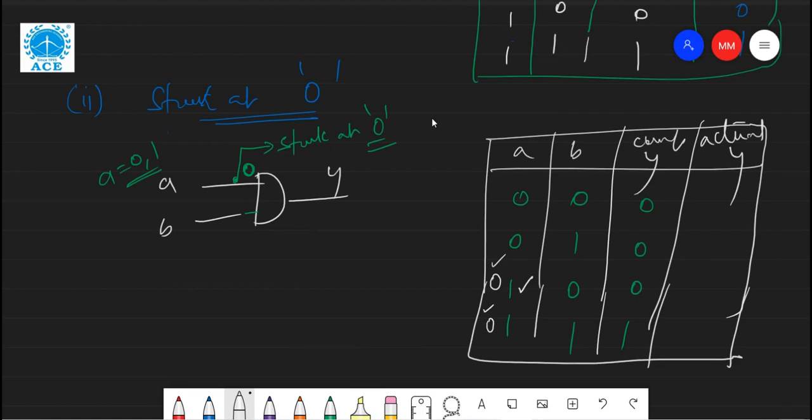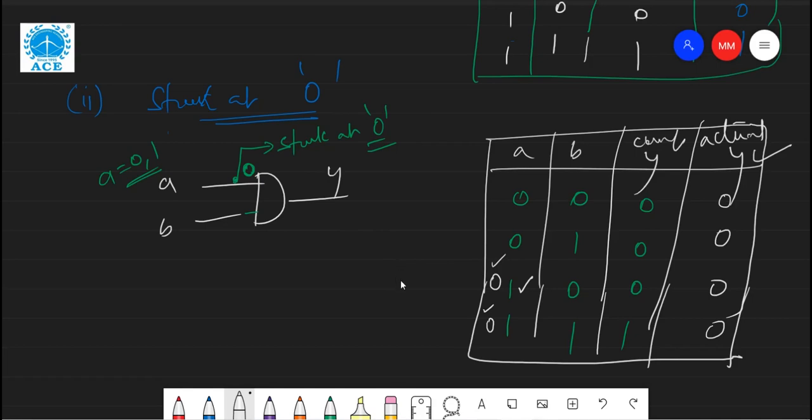Then what is the output? 0 0 means 0. 0 1 means 0 only. 0 0 0 0 1 0. All zeros. Actual output is this one. See, so this is the difference when we have faults in our circuit design while manufacturing. Okay, so we need to test all this. So this is one of the stuck at 0 and stuck at 1.